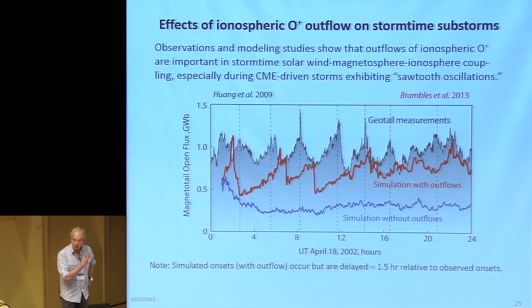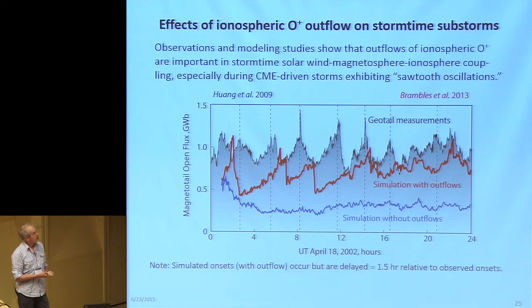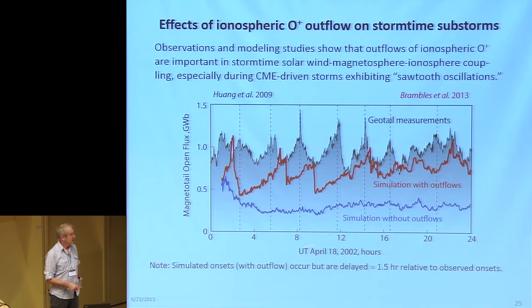Okay, so what happens when you do this in a simulation? This result here is from storm time substorms. It's a famous event, April 18th, 2002. It's famous because there are probably, I don't know, 20, 30 papers published on this event trying to analyze various aspects of it. And the thing that's intriguing about this particular CME-driven storm is that it exhibits what are called sawtooth oscillations. Sawtooth oscillations are basically planetary scale oscillations in geospace that go through this oscillatory mode in which many features in the system vary quasi-periodically.